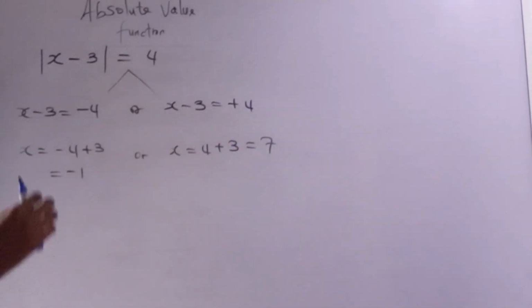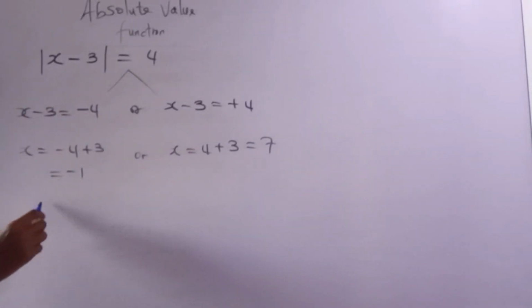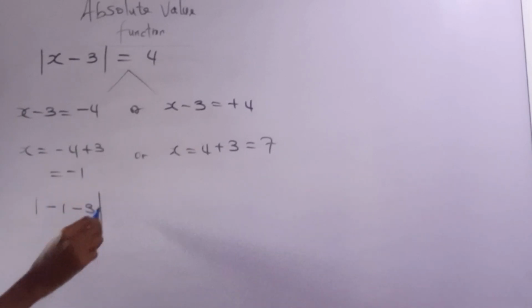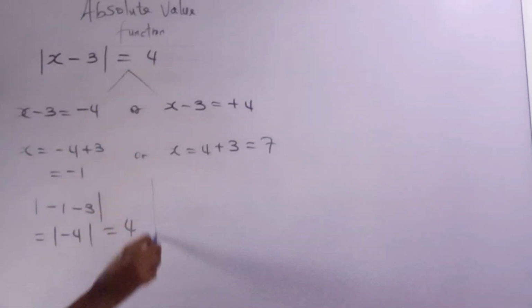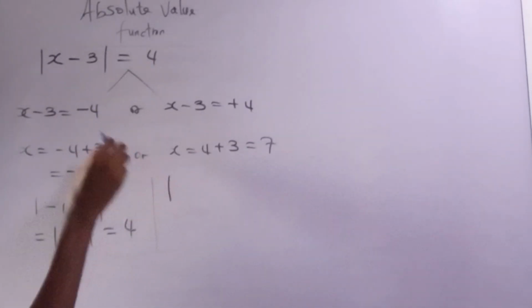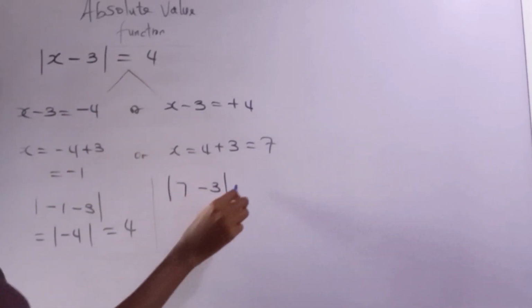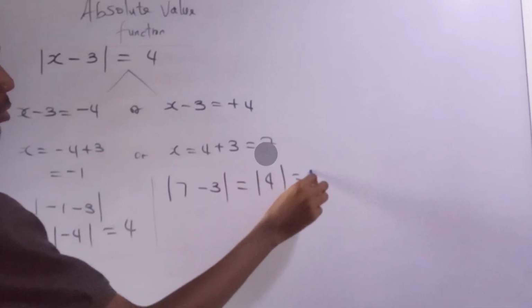We can also verify that by substitution. If we substitute negative 1 here, we can see that the absolute value of negative 1 minus 3 is the absolute value of negative 4. The absolute value of negative 4 is 4. And similarly, the absolute value of 7 minus 3 is still the same thing as the absolute value of 4, which is equal to 4.